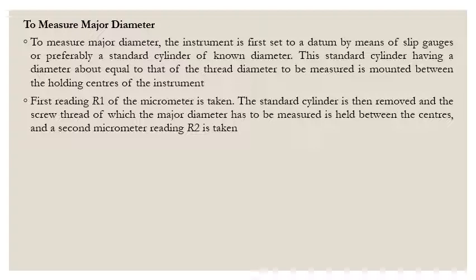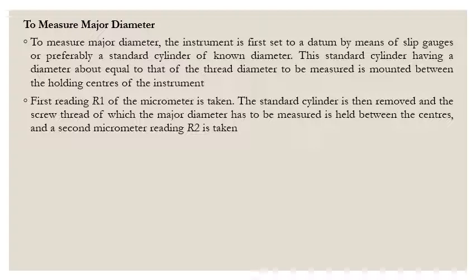Let me say around 50 reading, which is indicated in the dial indicator, or 100. The reading in the dial indicator can be considered. That much uniform pressure let us apply on the standard cylinder, and the corresponding reading has to be recorded, and that reading let us call it the micrometer reading R1.